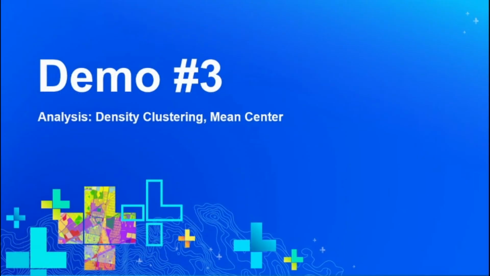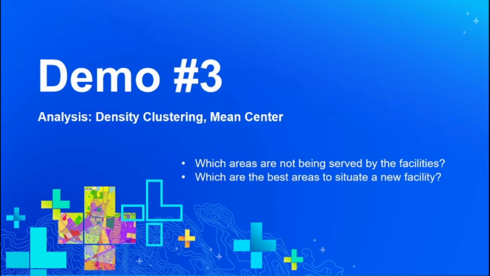So with that in mind, let's get into a demo that will allow us to see how geostatistical tools can be used within ArcGIS Pro. We're going to look at density clustering and the mean center tool. Ideally, what we're trying to answer within this demo is which areas are not being served by the facilities, which in this case are the health centers in Carbon, as well as which are the best areas to situate a new facility. So let's get into the demo and see how that works out.